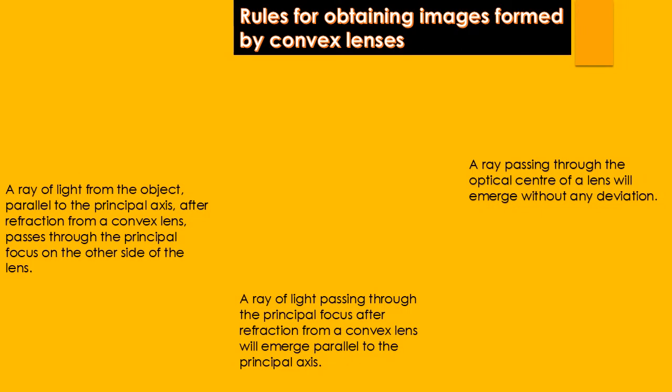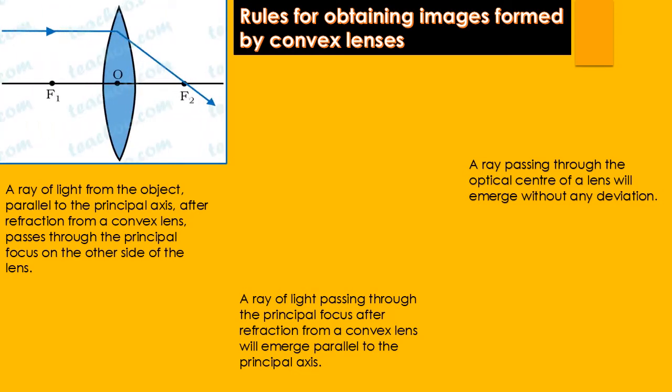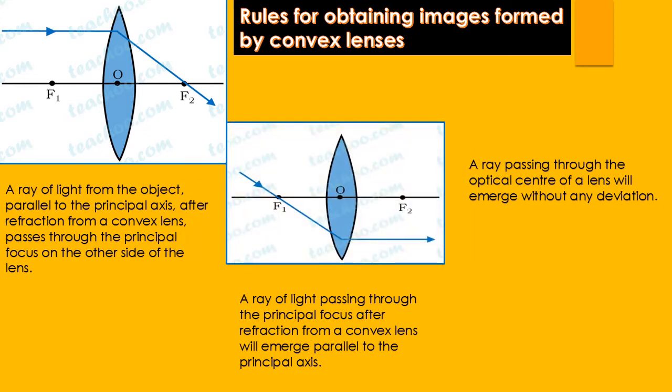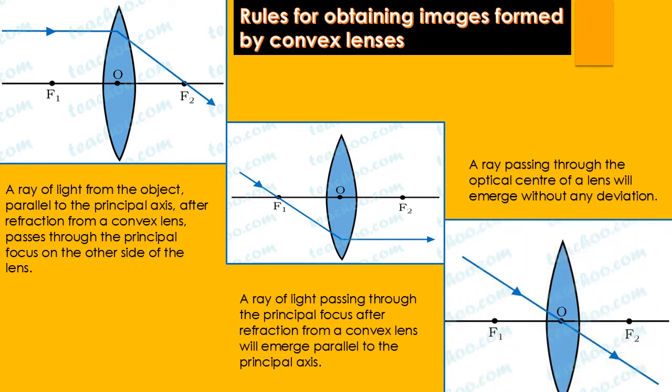Rules for obtaining images formed by convex lenses. So which are the main three rules? Rule 1. A ray of light from the object parallel to the principal axis after refraction from a convex lens passes through the principal focus on the other side of the lens. Rule 2. A ray of light passing through the principal focus after refraction from a convex lens will emerge parallel to the principal axis. Rule 3. A ray passing through the optical center of a lens will emerge without any deviation.